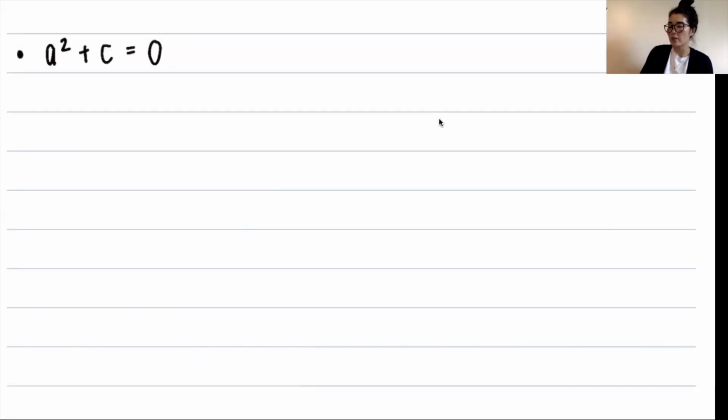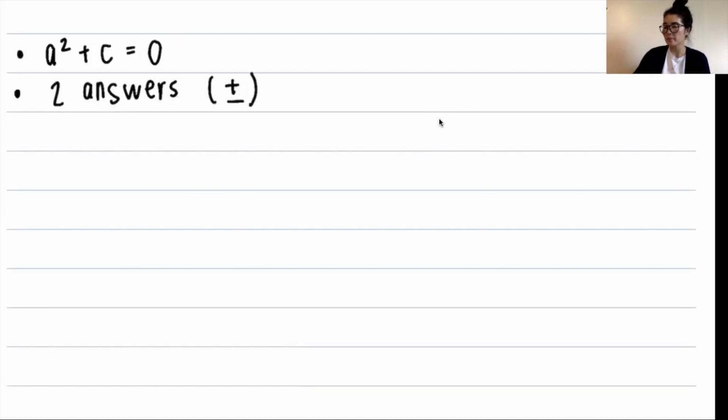All right, the other thing you want to remember with your square root method is that you are going to be looking for two answers. And again, it's because you're going to have that plus and minus when you take the square root of something. All right, so let's go ahead and we'll look at another example. Here we go.